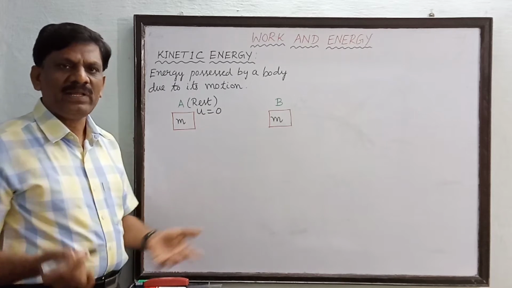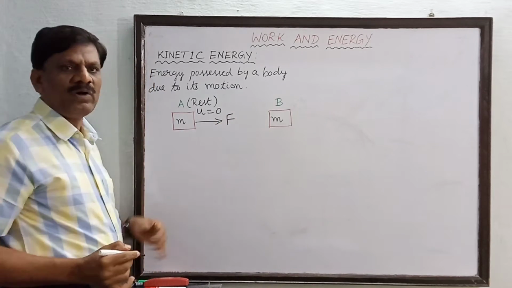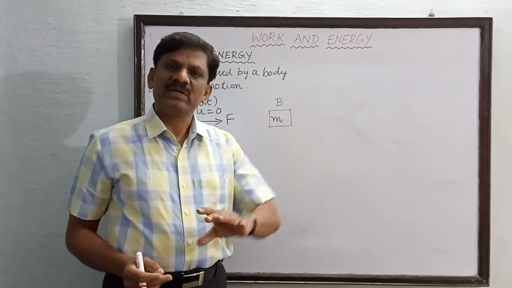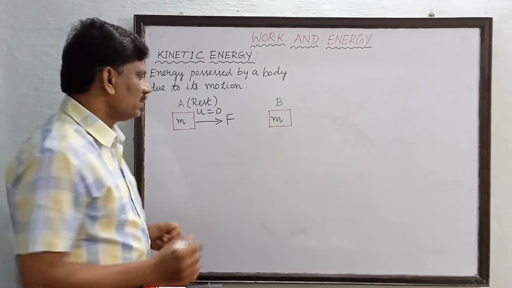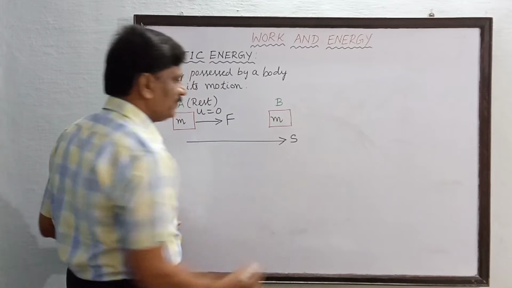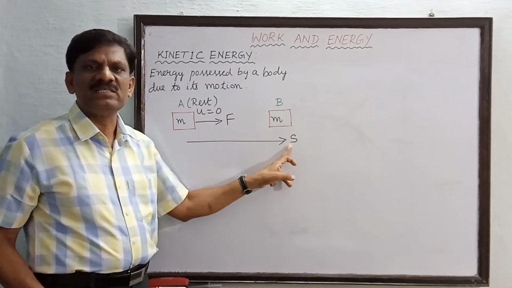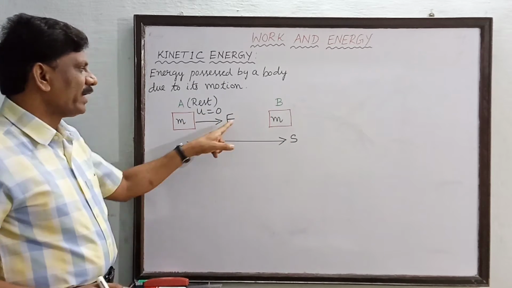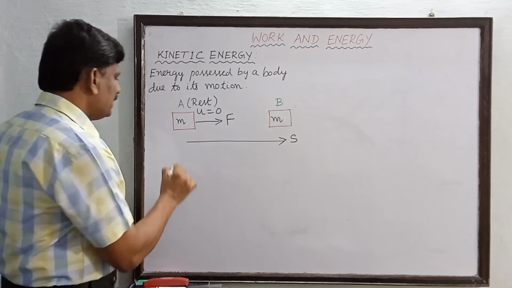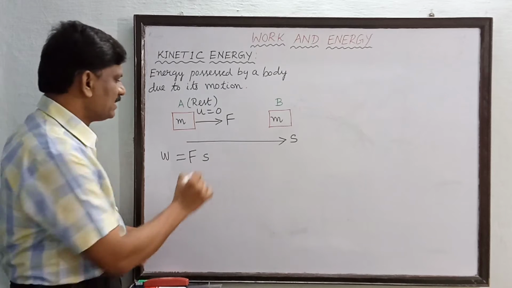Now, I am going to apply a force F on this body. So F is the force acting on the body in the forward direction, so that the body is going to move from A to a new position B, so that the displacement produced by this force is equal to S. It is the shortest distance between A and B. The product of this force and displacement is equal to the work done by the force. So in this case, the work done W is equal to F into S. This is equation 1.